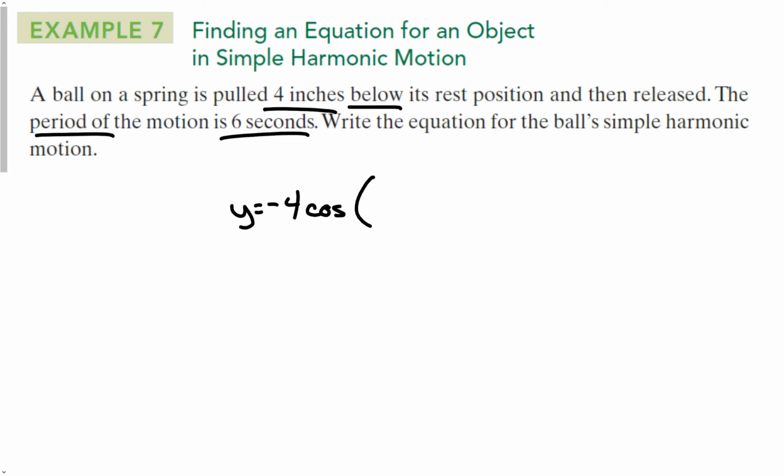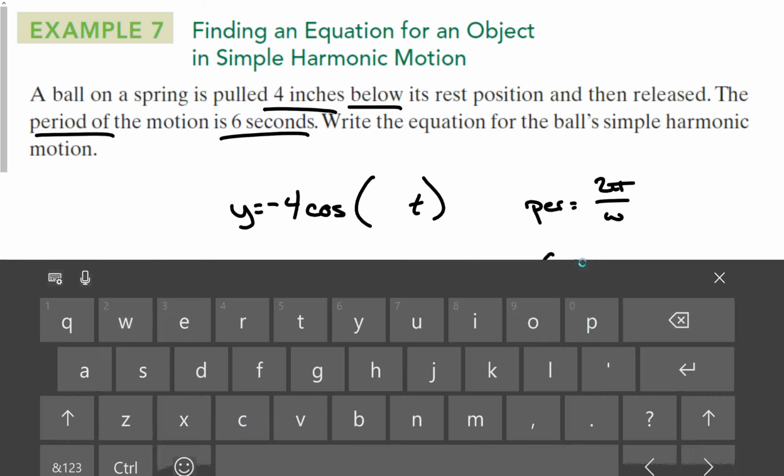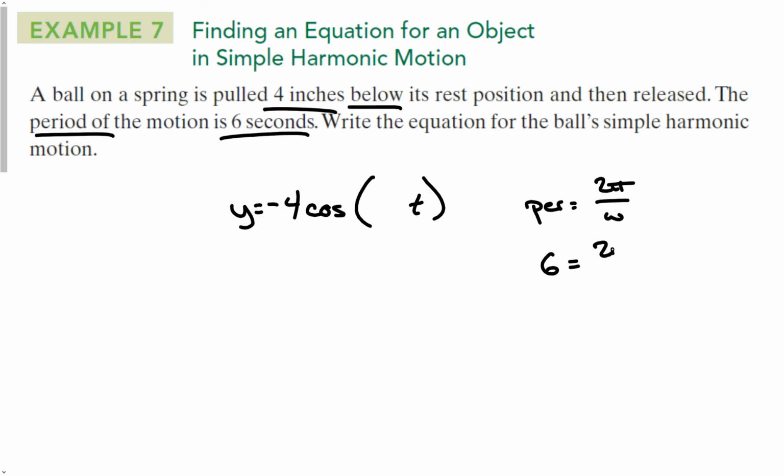All right. So we need some sort of period change here, right? And a variable, either x or not x. Time would be our variable, right? Because we're talking about seconds. All right, what's the period? The period is going to be 2 pi over omega or b, whatever you want to use. My period is 6 seconds. So 2 pi over omega. So omega would be 2 pi over 6, which is pi over 3.